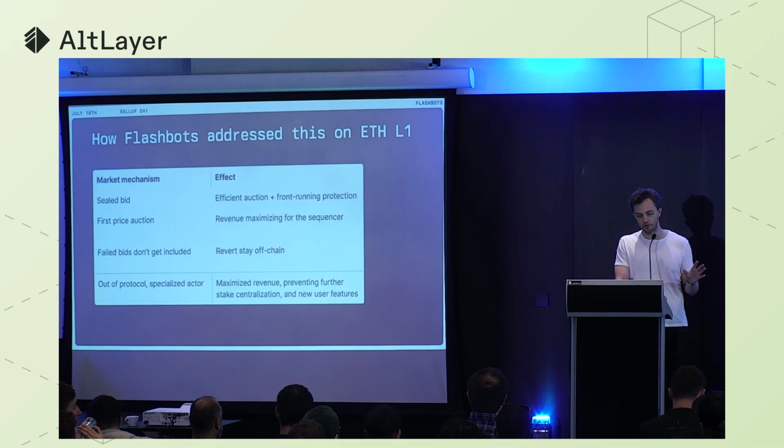And so what do we do about this? Well, how Flashbots address this on L1 is by having a sealed bid, first price auction, where failed bids don't get included, and it's facilitated by this off-chain actor.